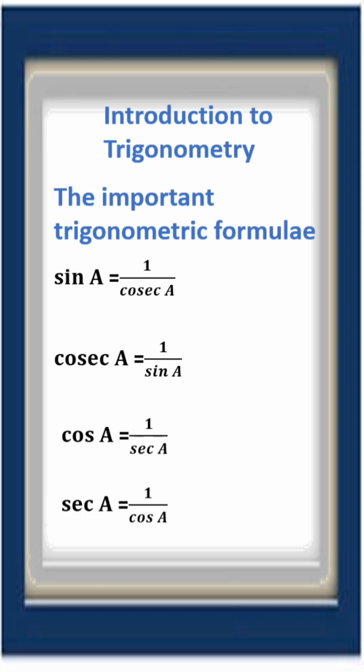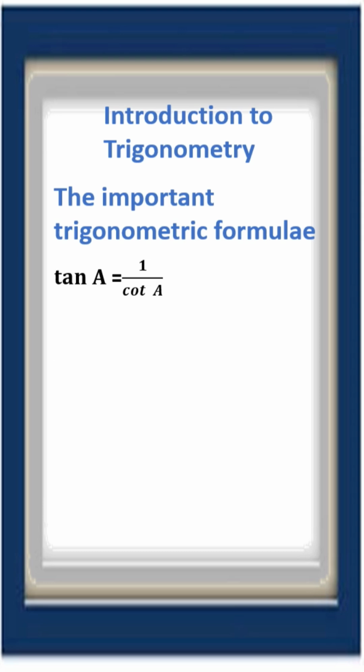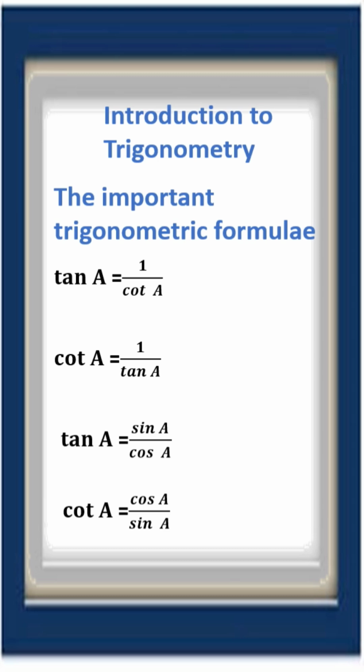Secant A is equal to 1 by cos A. So, cos and secant are reciprocal ratios. Cos A into secant A is equal to 1. Tan A is equal to 1 by cot A and cot A is equal to 1 by tan A. So, cot A into tan A is equal to 1 or tan A into cot A is equal to 1. So, tan A and cot A are reciprocal ratios. Tan A is also equal to sin A by cos A. Cot A is equal to cos A by sin A.